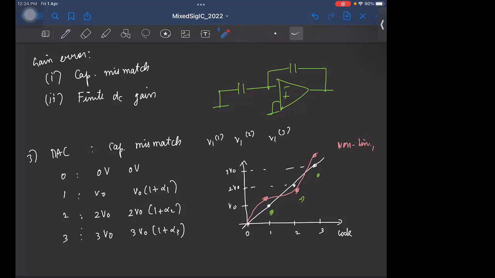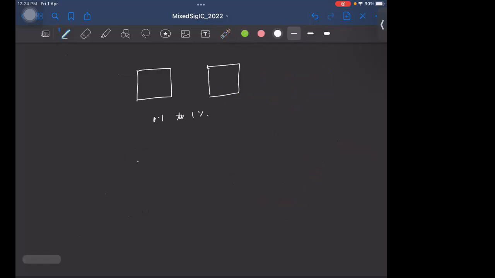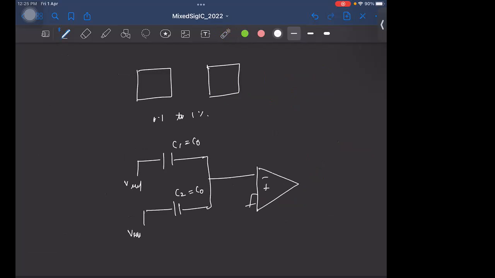Okay, this is dependent only on the capacitor values. If I have to show, I'll just have two branches. Ideally, let us say both the capacitors will be equal. So in that case, both the capacitors will transfer the charge to the feedback capacitor, right? So let's say this is some CF.